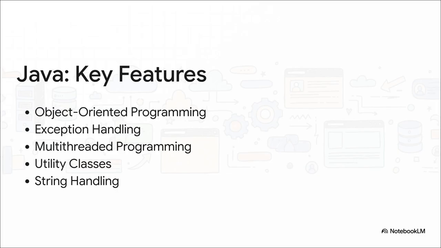Exception handling is just a fancy way of saying it's really good at dealing with errors so your whole site doesn't crash. And multi-threaded programming means the server can handle requests from thousands of users all at the same time. These aren't just buzzwords, they're the features that make an app reliable and powerful.